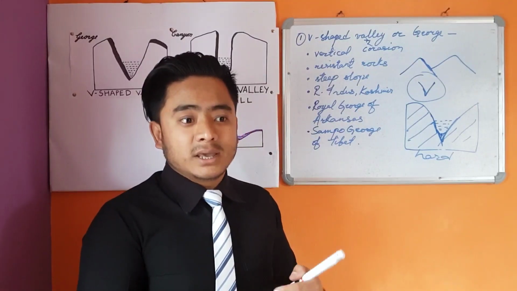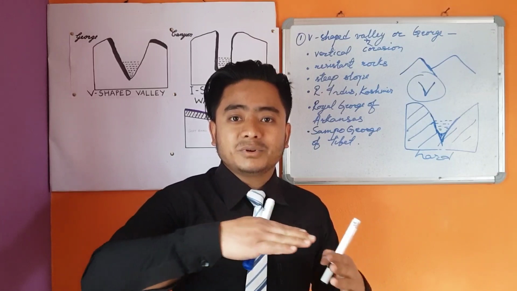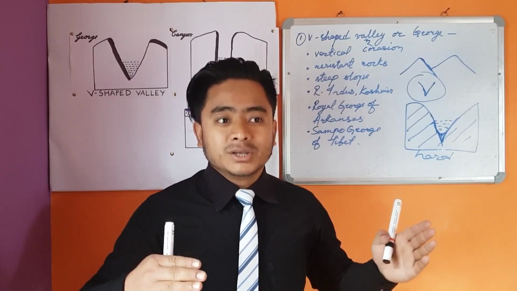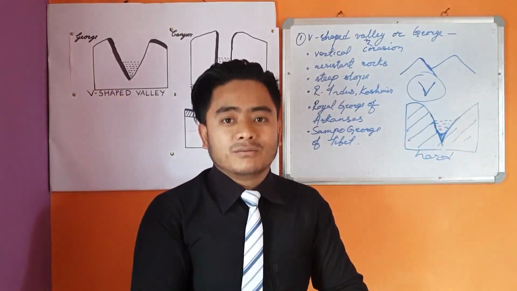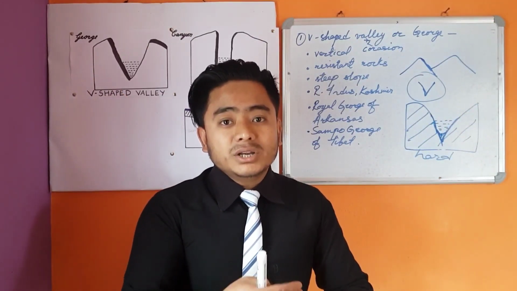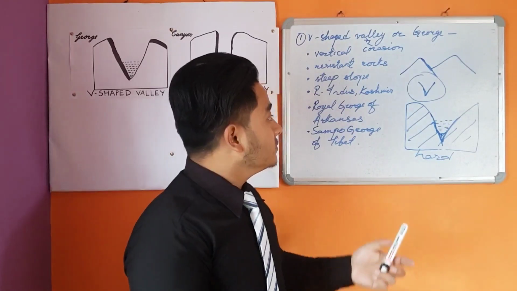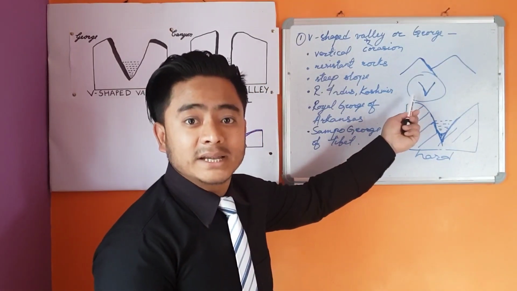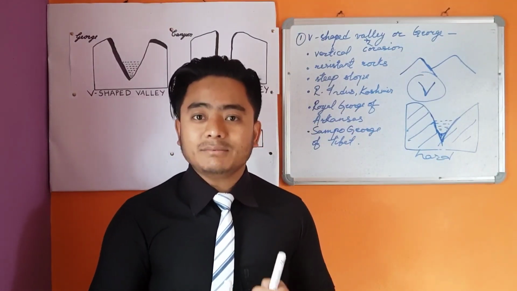Let me repeat again. In the mountainous areas, due to the steep slope of the land and due to the presence of the hard resistant rock, the river cannot undergo lateral erosion. So river undergoes vertical erosion. So due to continuous vertical erosion or downcutting, the river forms a landform which looks like an alphabet V. And that type of landform is called as V-shaped valley.